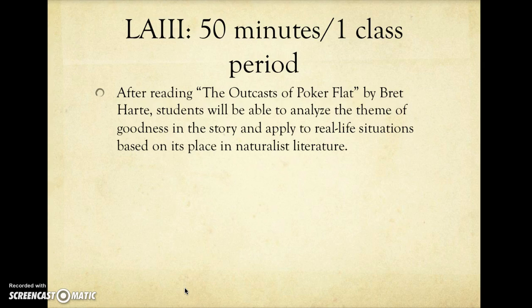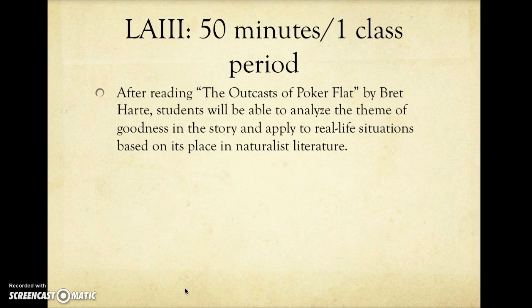The learning objective is that after reading The Outcast of Poker Flat by Bret Harte, students will be able to analyze the theme of goodness in the story and apply it to real life situations based on its place in naturalist literature. This represents higher order thinking because students will be asked to analyze and apply.